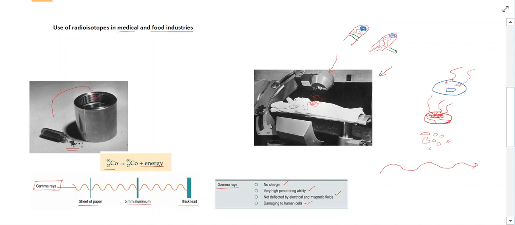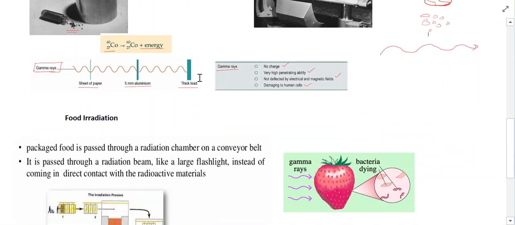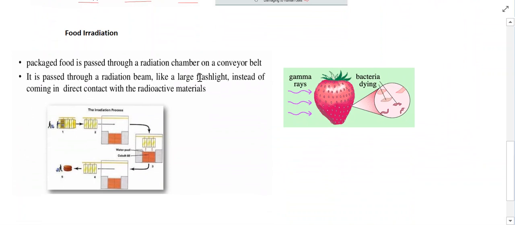So again, that highly penetrating gamma radiation can be used to penetrate into a body, into a cancerous cell or into a tumor, and destroy it, kill it. Now, this trait of gamma radiation, the fact that it's highly penetrating and it can kill living cells, can also be used in the process of what's known as food irradiation. So food irradiation. So again, the same principle is used.